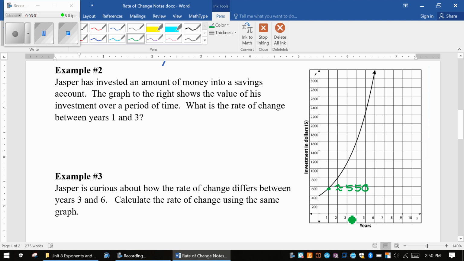And if we look at year 3 and find out where that investment amount would be, it's about halfway between 1,000 and 1,200. So we'll call this 1,100. So the points that we're going to use for this rate of change will be 1, 550, and 3, 1,100. Okay, so I'm going to tell you to pause the video here and calculate this slope, and then press play again once you have the slope.